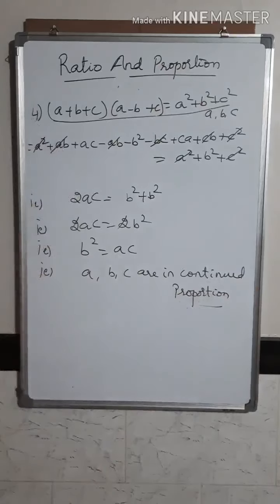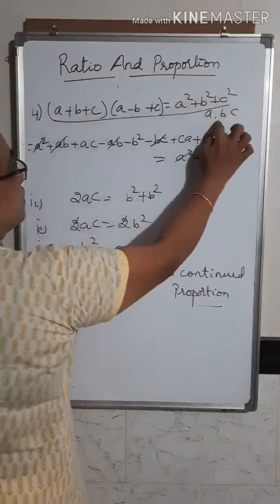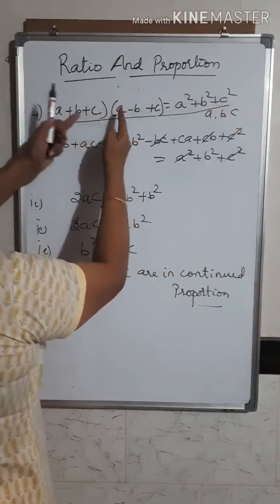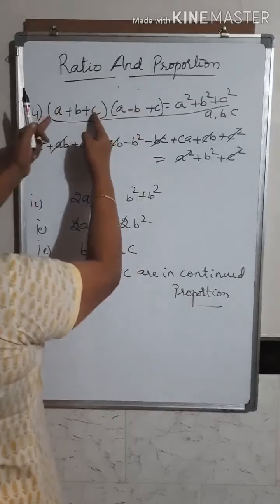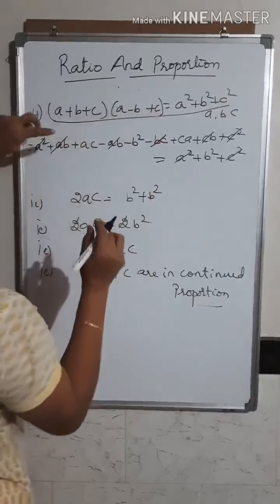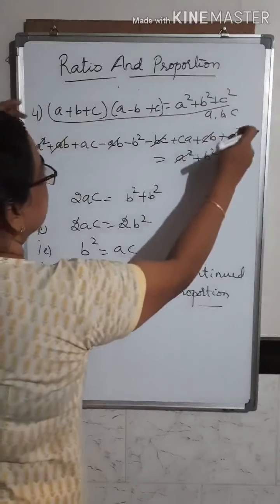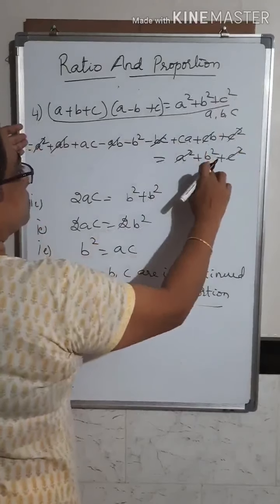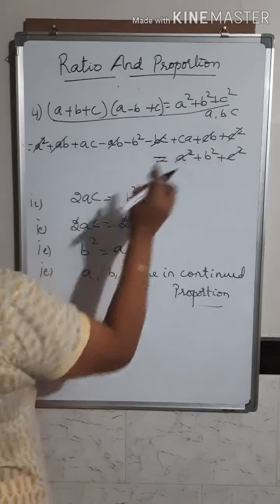I'll explain once again what I have done here. This full thing is given. You have to show that A, B, C are in continued proportion. First multiply all the 3 terms by A, multiply all the 3 terms by minus B, multiply all the 3 terms by plus C. So after opening the bracket, this is the expression after multiplication. On the other side I have A square, B square, C square, which I have written as it is, and put an equal sign.